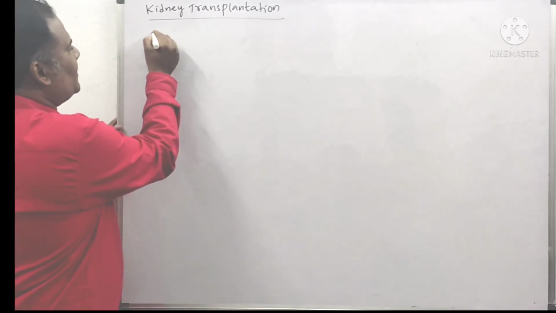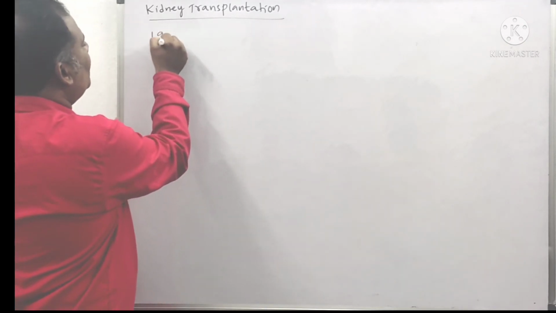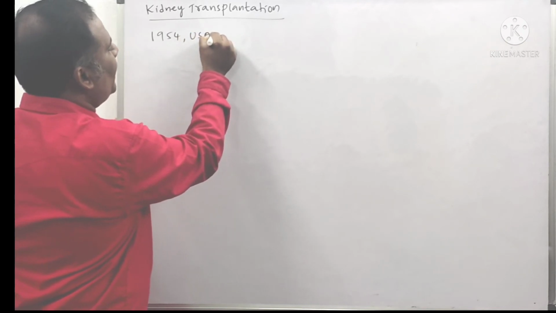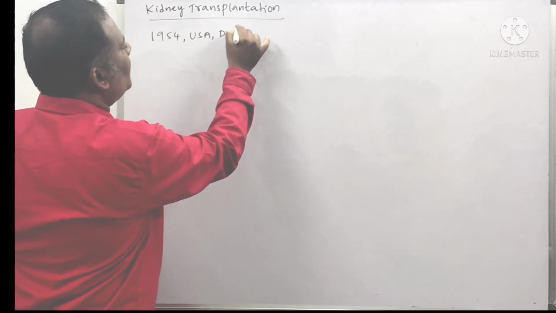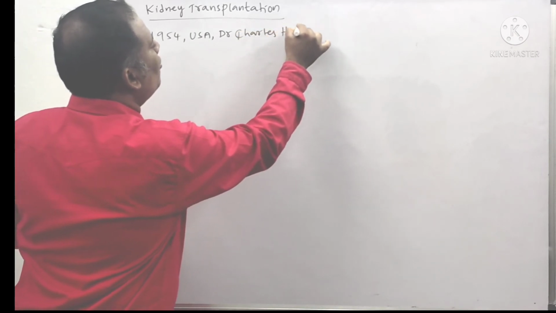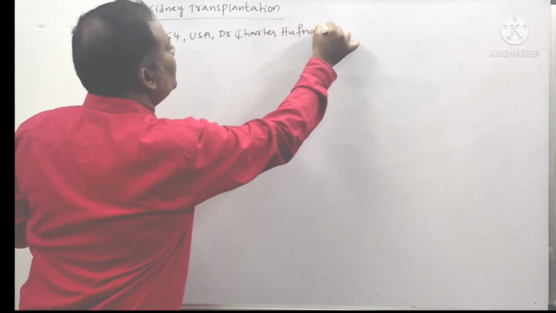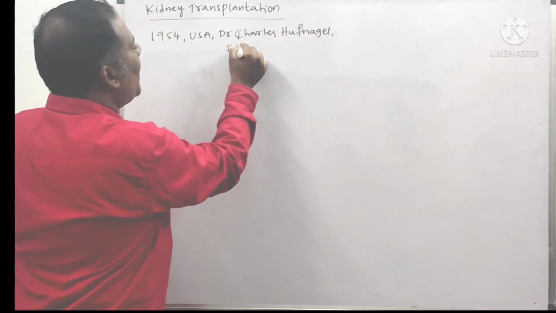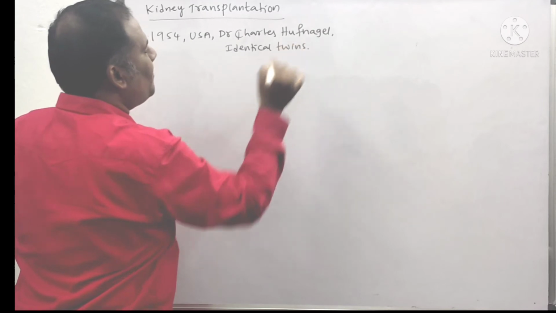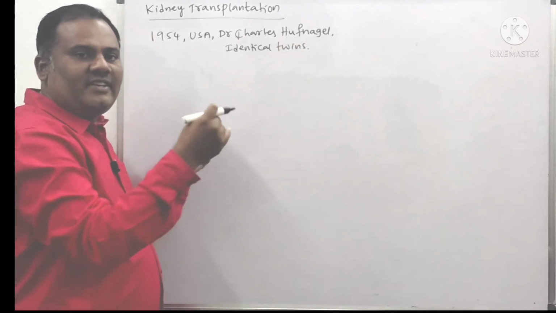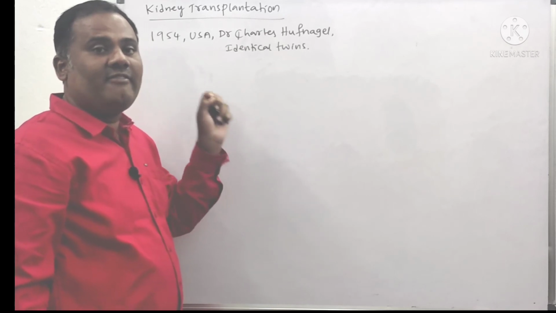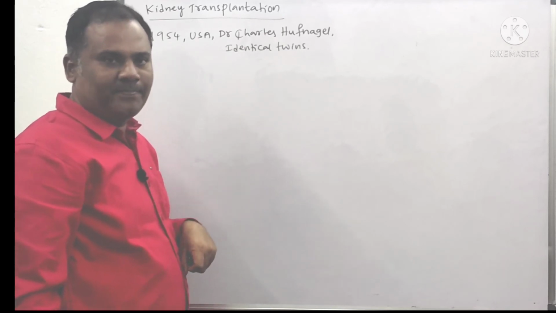In 1954, in Washington, USA, a doctor called Dr. Charles Hufnagel was the first to transplant a kidney between identical twins. That means between two similar twins, a kidney was transplanted, and that was done successfully for the first time.